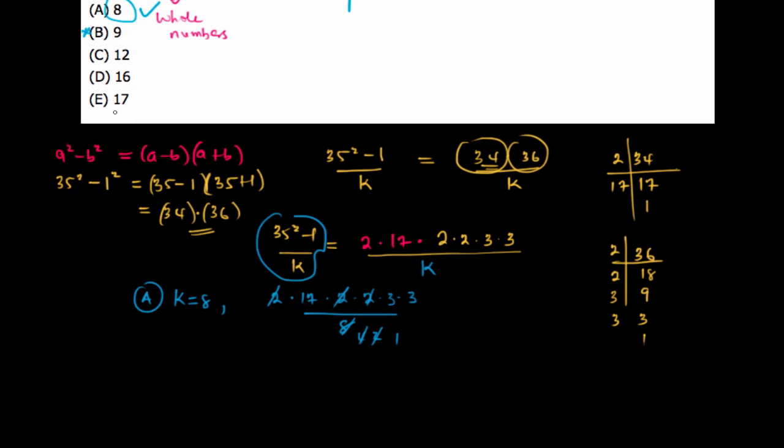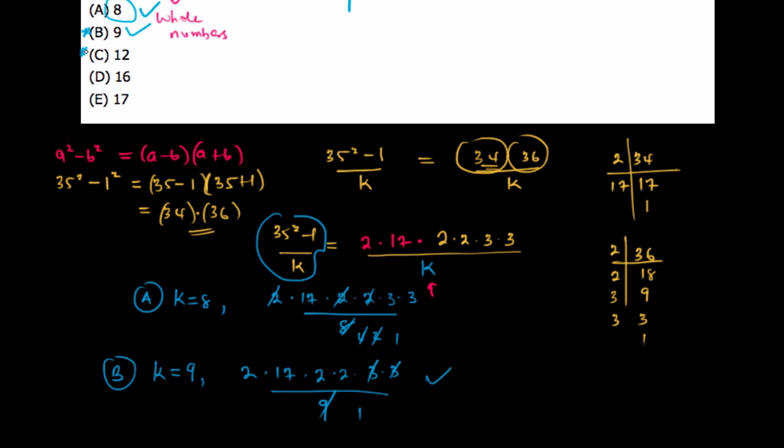When k is 9, that's for B. So I'm going to make the substitution here. When k is 9, what you're going to have is 35 squared minus 1 all over k, which is this whole thing here, 2 times 17 times 2 times 2 times 3 times 3 divided by, now our k is 9. So you have 3, we cross this out, we have 1. So this also passed the test. Why? Because there is no remainder.